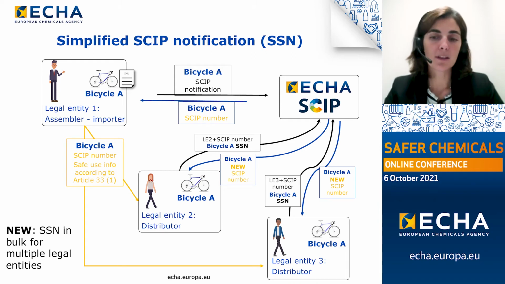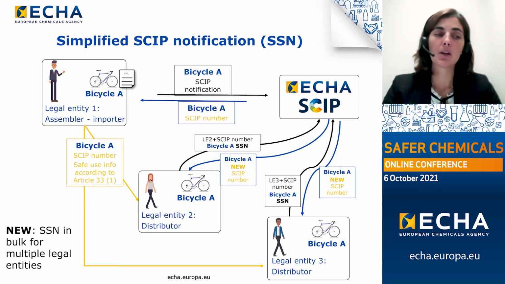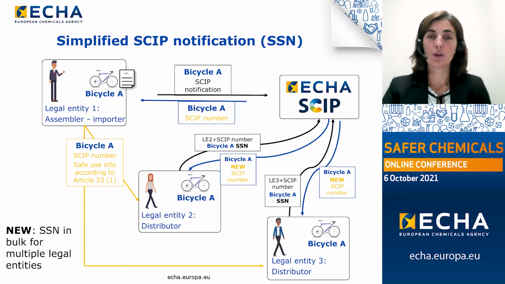In order to support this use case of companies belonging to the same corporate group, before summer we released a new feature in the ECHA submission portal that allows the submission of SSN, of simplified SCIP notifications, in bulk, for multiple legal entities in one process. More detailed information on how it works and how it can be used is available, as I said, in the support section of the SCIP webpage.